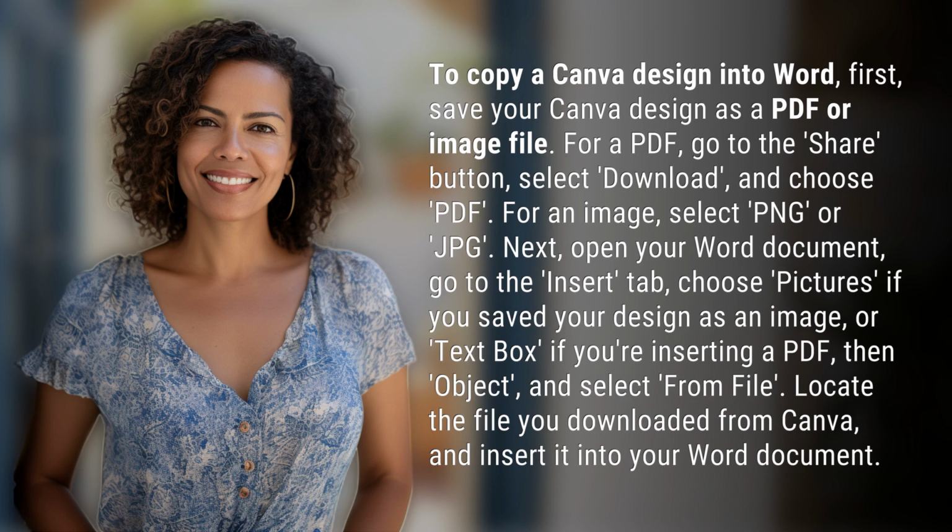Next, open your Word document. Go to the Insert tab. Choose Pictures if you saved your design as an image, or Text box if you're inserting a PDF, then Object, and select from File. Locate the file you downloaded from Canva and insert it into your Word document.